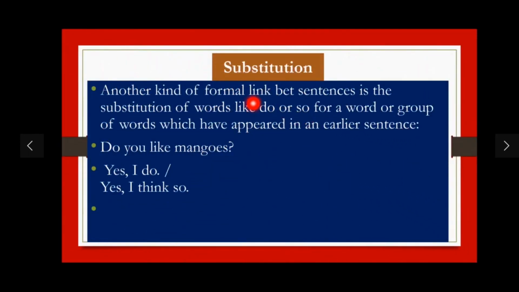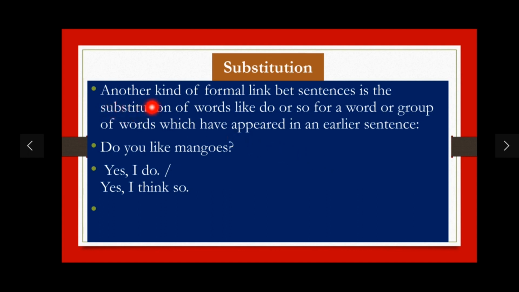Another cohesive device is known as substitution. By substitution, we mean that we replace one word for another. For example, if I ask you, do you speak English? And you tell me, yes, I do. So you are using do in place of yes, I speak English.